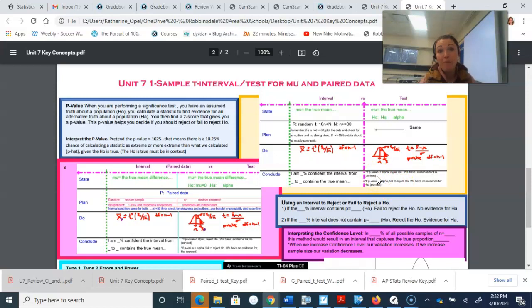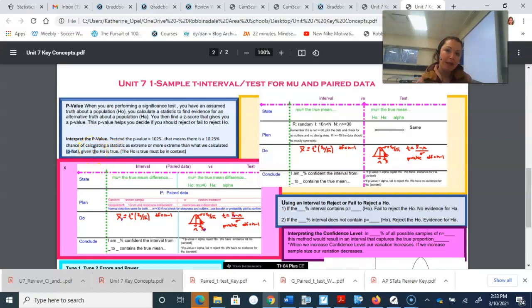Now, it's fair game. You could be asked to interpret a p-value. It's very common on an AP test that they ask this. Interpret the p-value. So I have here, pretend the p-value is 0.1025, okay? That means there's a 10.25% chance of calculating a statistic as extreme or more extreme than what we calculated. Not p-hat in this case. I stole this right from the Unit 6 key concepts, and you could tell I was in a hurry. I'm sorry. It would be x bar in this case, okay? So cross that off. That would be x bar. Given the null hypothesis is true.